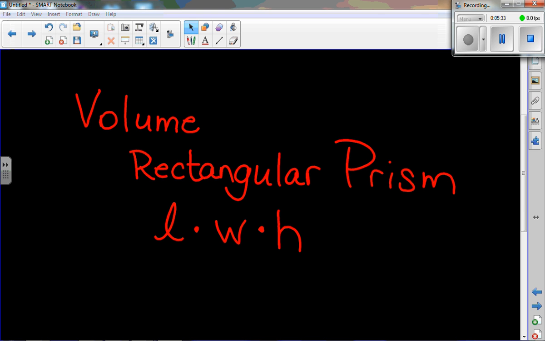Next, you need to remember the formula for the volume of a rectangular prism. Volume equals length times width times height. You have to look at the base of the prism and see what area you are finding. Also, always make sure that you have the proper units. You may have to do some conversions.